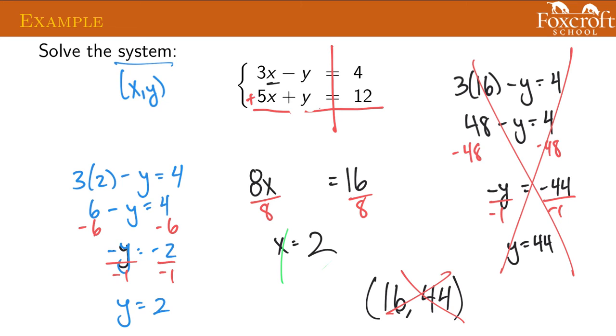Y equals positive 2. So now my answer, instead of being 1644, looks like it should be x is 2, y is 2. So let's make sure that makes sense. Now if I plug 2 into the second equation, I get 10 plus 2 is 12. All right, so I fixed my mistake.